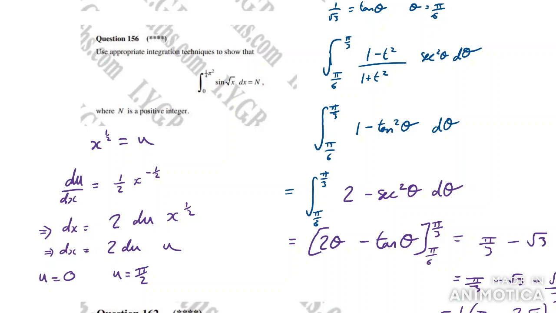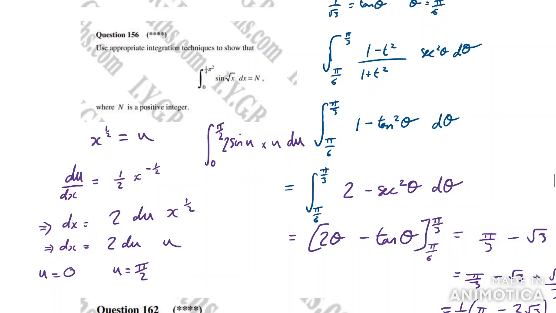Okay, and so this integral becomes the integral from 0 to pi by 2 of sine u, and then for dx we've got a 2, and we've also got a u du. Now this we then need to use integration by parts to solve, which we will be approaching in the next part of the video. So this is actually an easy integral to solve now, but we just need to learn something else before we can finish it.